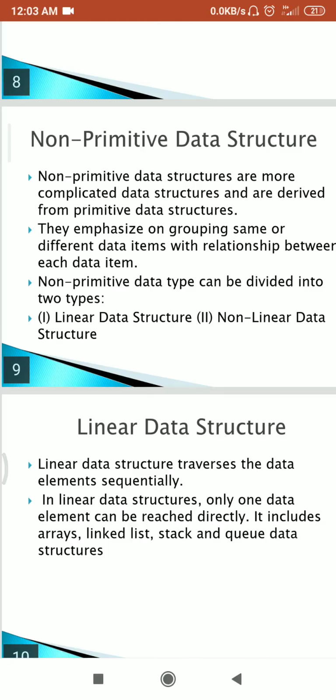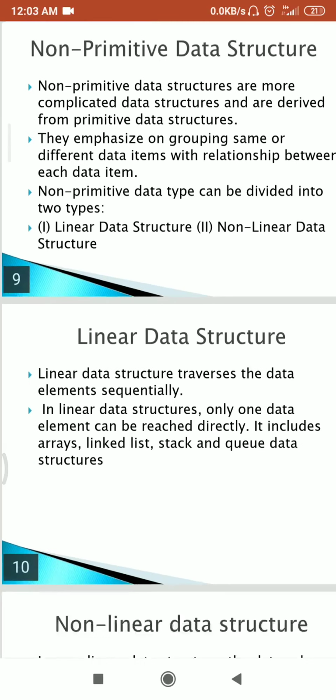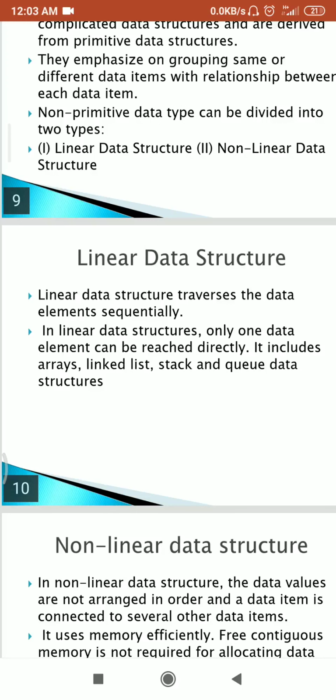So data structures will be divided into two types: primitive and non-primitive. In primitive, I already discussed the basic data types, and non-primitive comes under data structures, which are linear and non-linear. Linear and non-linear will be discussed in the second unit, but we will start just to get an idea about them.